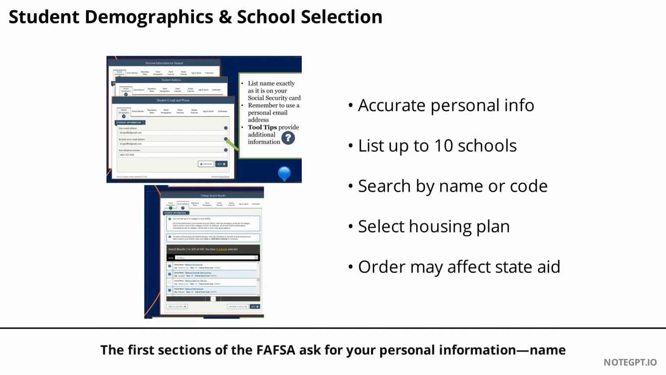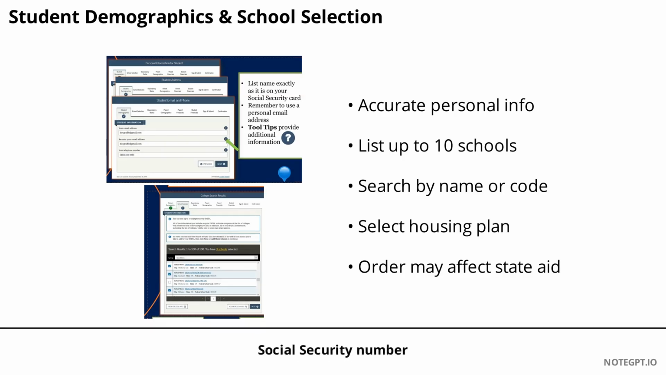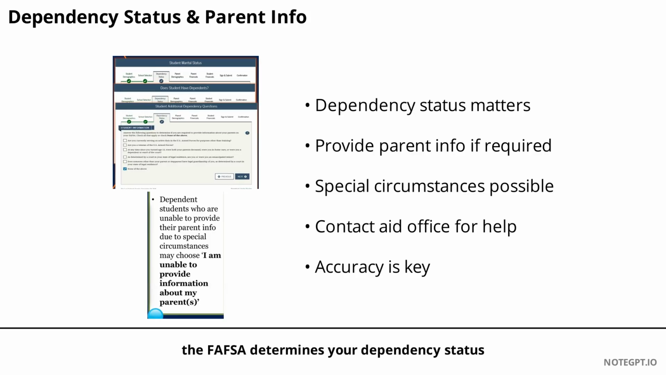The first sections of the FAFSA ask for your personal information: name, date of birth, social security number, and contact details. Make sure everything matches your official documents. Next, you'll select up to 10 colleges to send your FAFSA to. You can search by school name, city, or use the federal school code. For each school, you'll also indicate your housing plans: on campus, with parents, or off campus. Remember, the order you list schools may affect your eligibility for state aid, so check your state's guidelines if you're unsure.